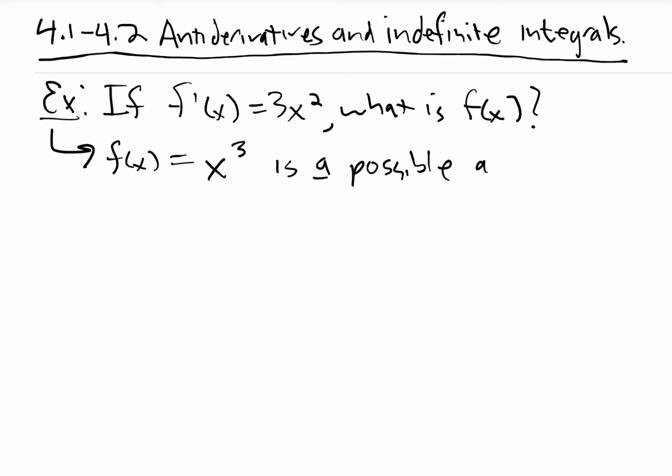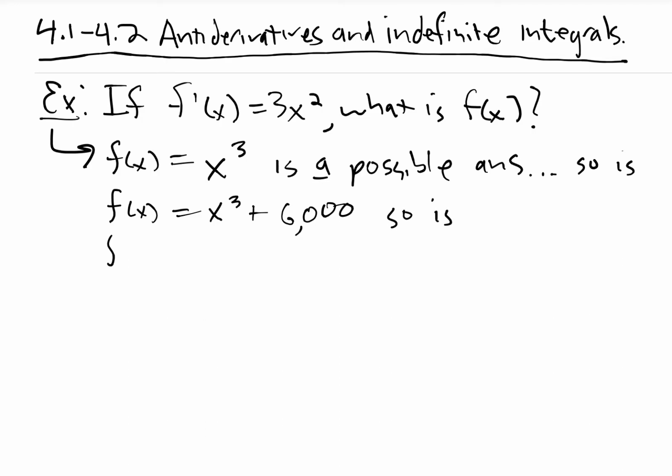Why is it just a possible answer? Well, we've got a couple other options here. What if I thought of the fact that when you derive constants, you get 0? This means that any constant I wanted to throw onto the end would also give me a similarly working answer. That means I could say something like x cubed plus 6,000. This is an option. So is f of x equals x cubed minus pi. We're going to get a whole bunch of options here.